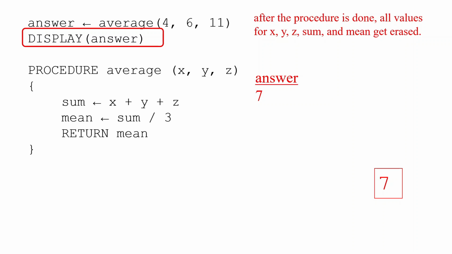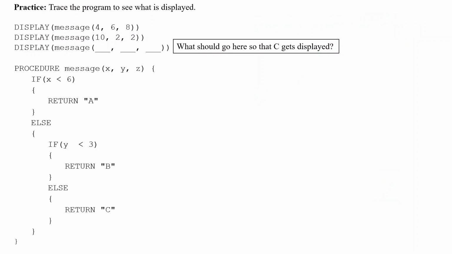There it is. I have one last practice problem here. More of just you kind of trace it, and then I want to know what should go here so that C gets displayed. Okay. So I display, and this is an example of having a function call inside a display. So that means I'm going to call this function, and based on these return statements, I'm going to return an expression, either A, B, or C, and that's going to get displayed here.